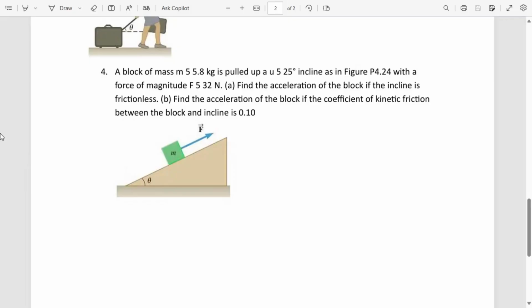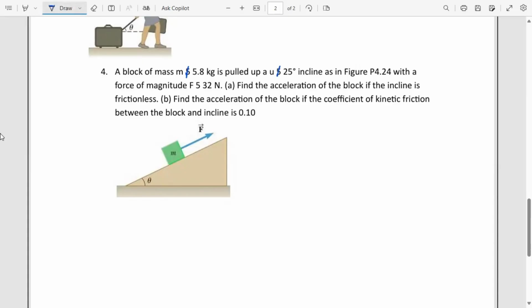Yeah, so question 4 is saying a block of mass. I guess this should be 5.8 kilograms, because I'm noticing the 5 in front here is almost everywhere. Okay, so a block of mass 5.8 kilograms is pushed up a 25-degree incline, as in figure P4.24, with a force of magnitude 32 newtons.